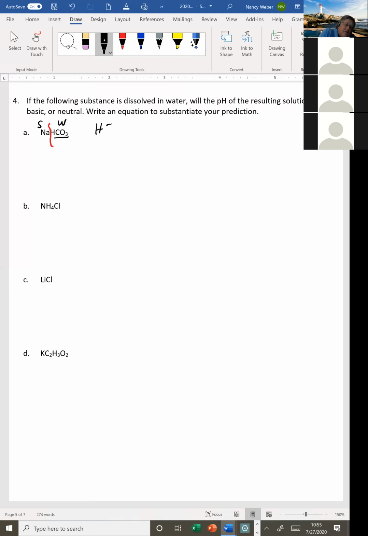So HCO3 is the part that's weak. It can react with water, and I'm going to draw water this way because it helps me to see what's happening. This can form H2CO3, carbonic acid, which is a weak acid. When this picks up the hydrogen, the thing that's left over is hydroxide ion. Do you see that?